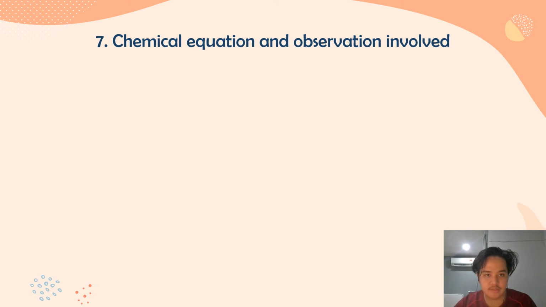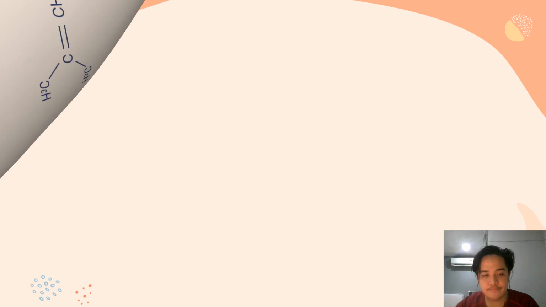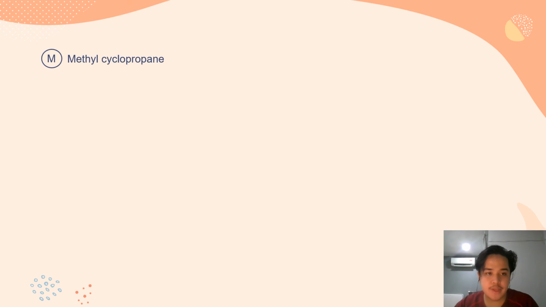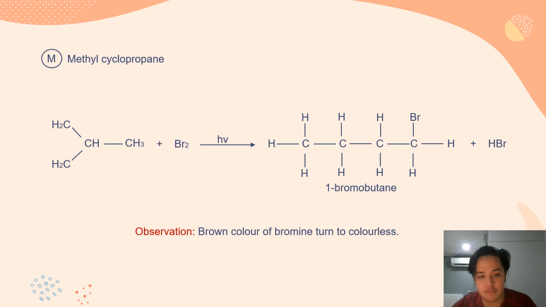So we move on to the next one, which is chemical equation and observation involved. For J, 2-methylpropene, 2-methylpropene reacts with bromine in the presence of light. It will produce no reaction. So the observation will be that the brown color of bromine remains unchanged. For M, methylcyclopropane, methylcyclopropane reacts with bromine in the presence of light. It will produce 1-bromobutane plus hydrogen bromide. So the observation will be that the brown color of bromine turns colorless.